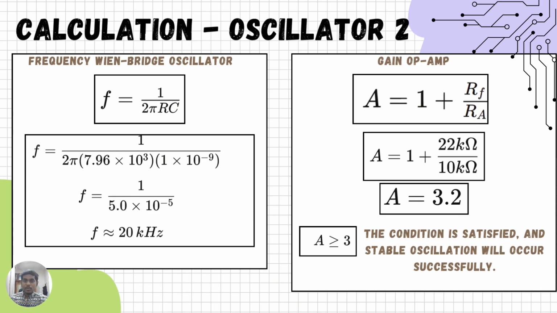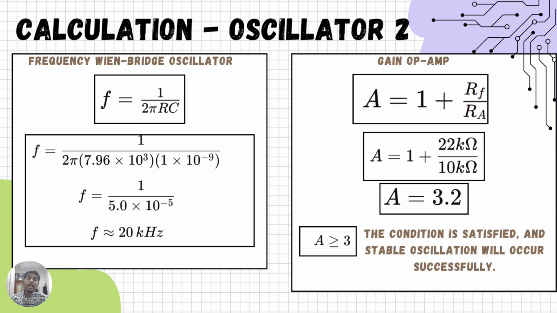And the same thing over here, we have to do the calculation part, the same formula. So this one we're going to measure the frequency. Here you will get the frequency with the same formula, 1 over 2 pi RC. So you will get a frequency around 20 kilohertz. And the same thing you're going to do for your gain. You will use the same formula, and you will get the gain, which is 3.2.